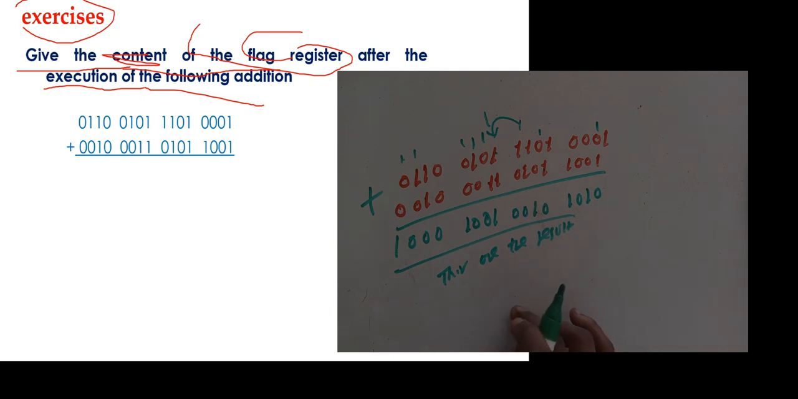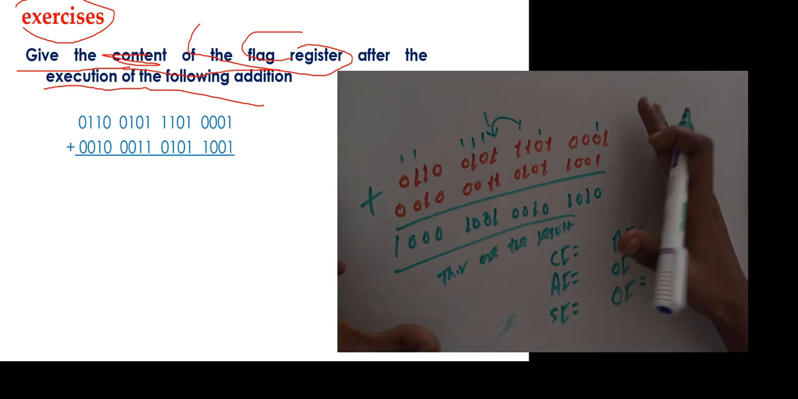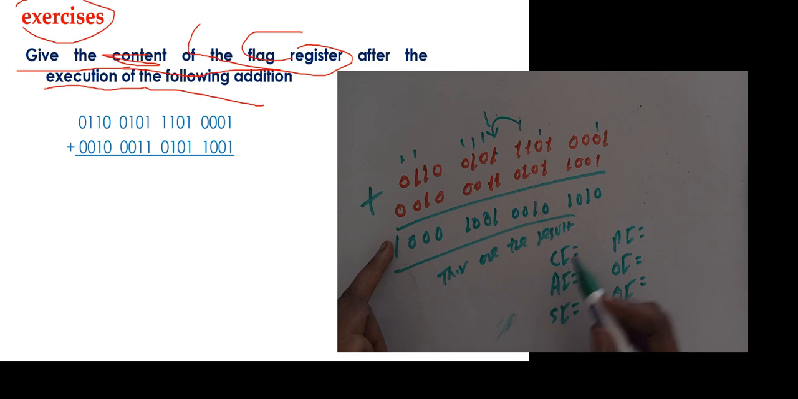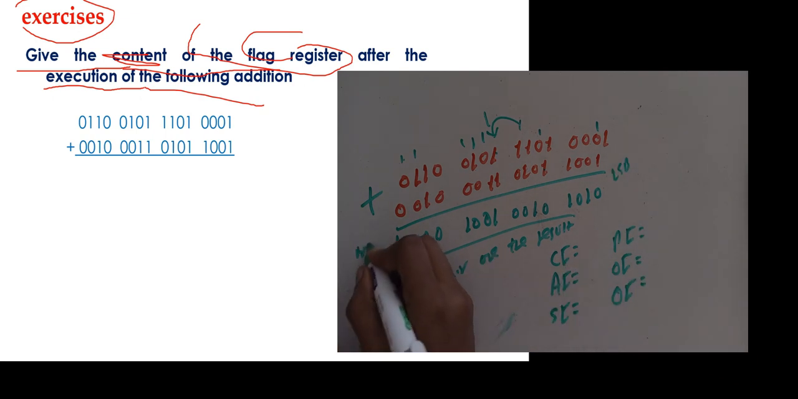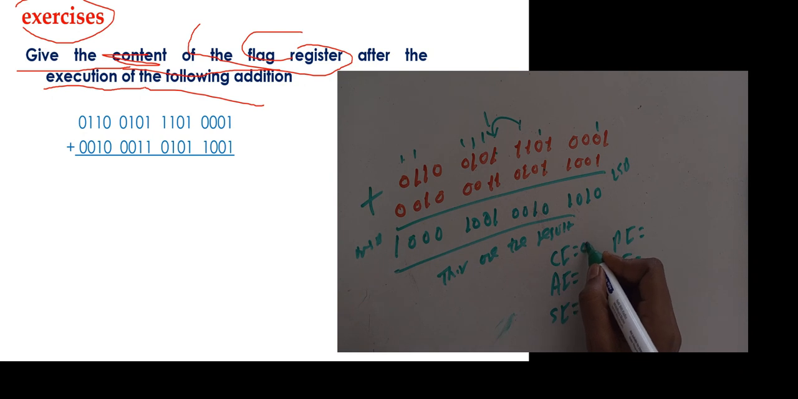Then the content of the flag register. The first ones are, for instance, carry flag, auxiliary flag, sign flag, parity flag, zero flag, and overflow flag. The value based on this operation, we must set it. For the carry flag, if there is a carry on the most significant bit, the carry flag becomes 1. If there is no carry, it becomes 0. On the most significant bit there is no carry, so carry flag is equal to 0.